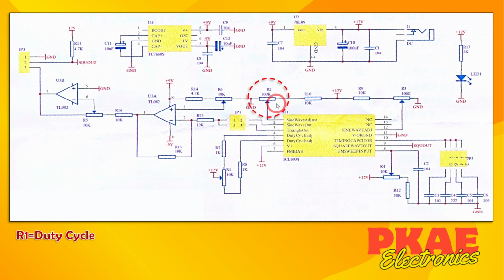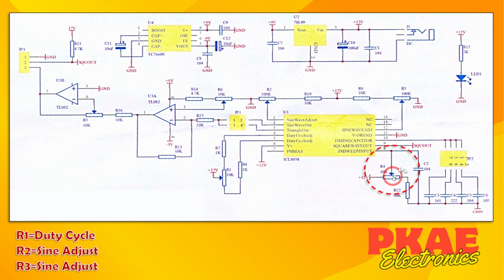And then R2, well, that's connected into sine wave adjust, and actually R3 is the other sine wave adjust. So because the sine wave is basically a reformed triangle wave, these two adjustment pots allow you to smooth out the curvature of that sine wave that it produces. We see that on the scope when we test it out. So R2 and R3 then is sine wave adjust.